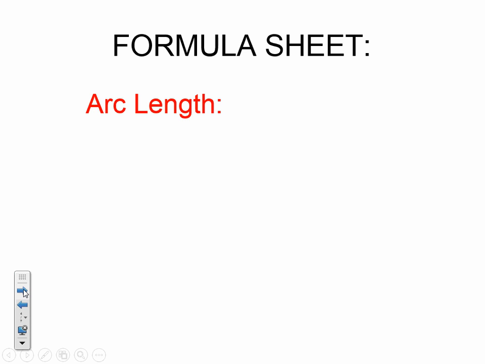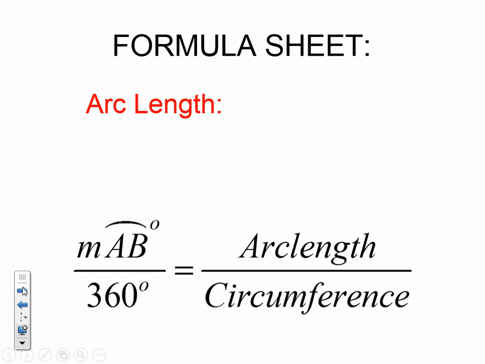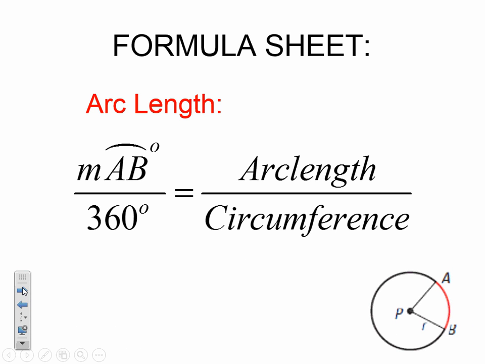All right, now, very important, this needs to go on your formula sheet. Under arc length, you need to have the measure, which would be our degrees, of AB over 360, because 360 is the distance of a circle, equals the arc length, which would be the measure from A to B, over circumference. Now remember, circumference is 2 pi r. That's how we're going to think about it. So please make sure you have this written down in your formula sheet.